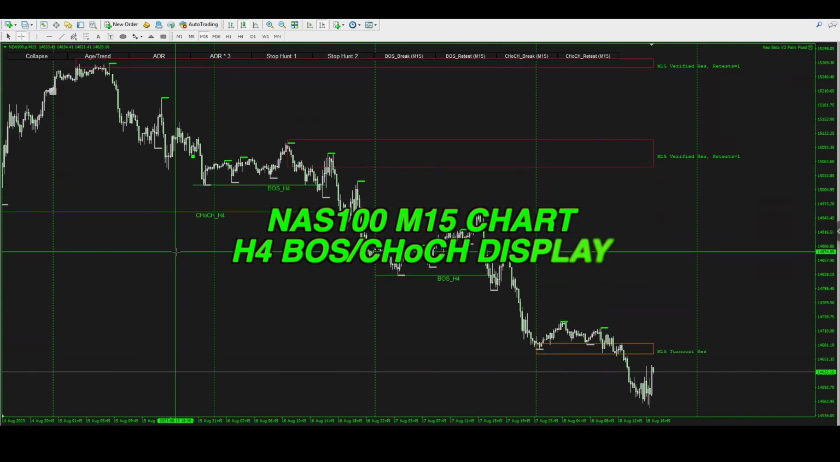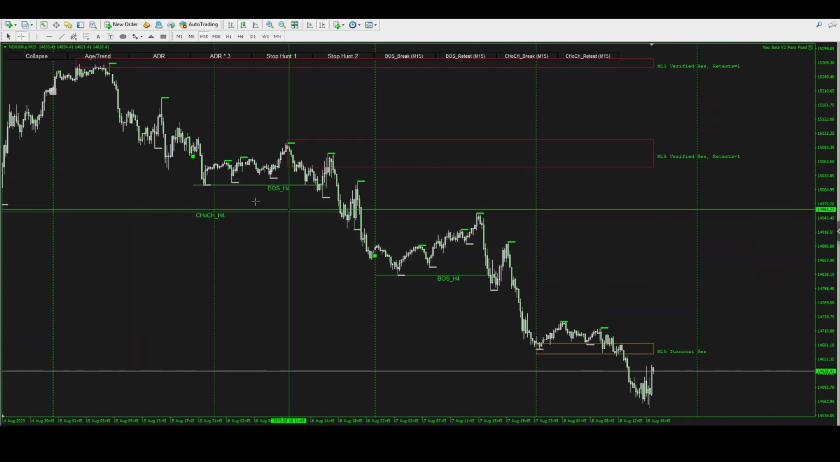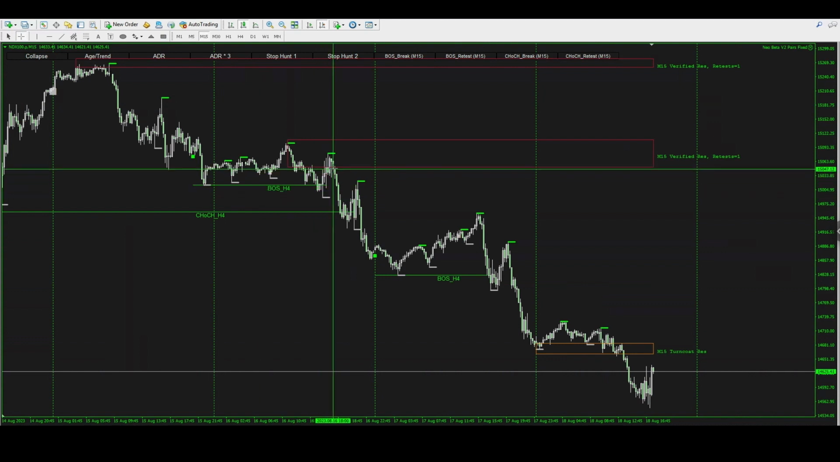So now we're on NAS100. Again, we're on the 15-minute chart, but we can see 4-hour breaks of structure. You can see straight away over here there was a massive sell, 4-hour break of structure, there was a pullback to this level here, and look at that sell trade you got here in this day.